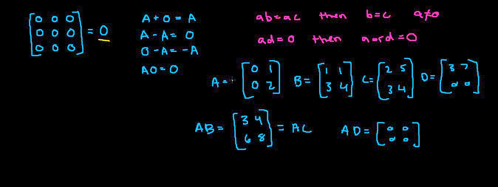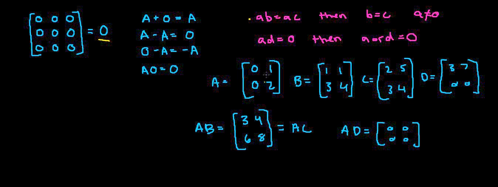So I've got four matrices, A, B, C, and D. A is 0, 1, 0, 2, B is 1, 1, 3, 4, C is 2, 5, 3, 4, D is 3, 7, 0, 0. We'll look at the first one. A times B is equal to A times C when A is not equal to 0. Why B is not equal to C.